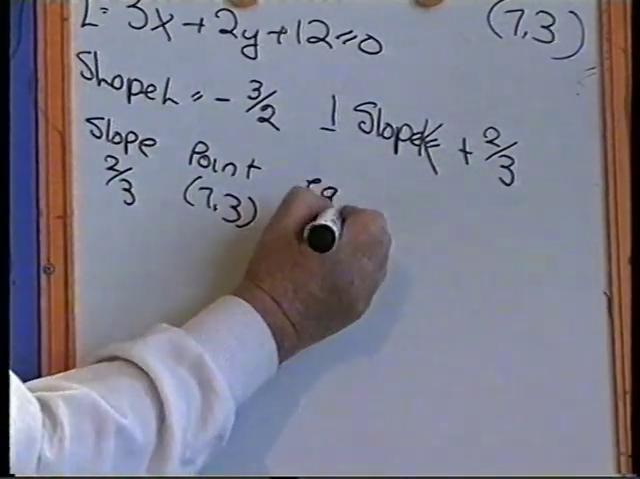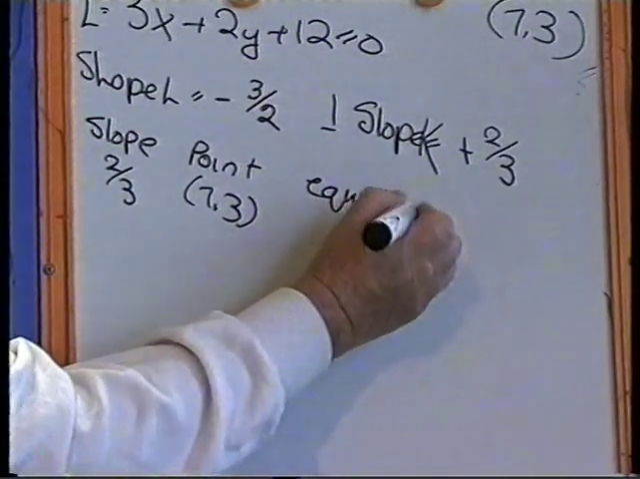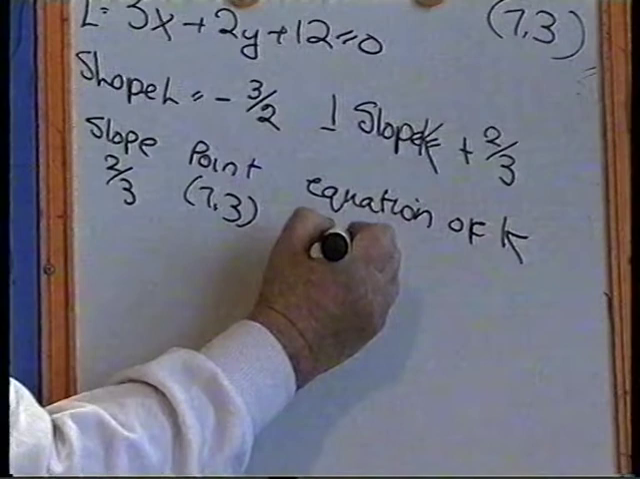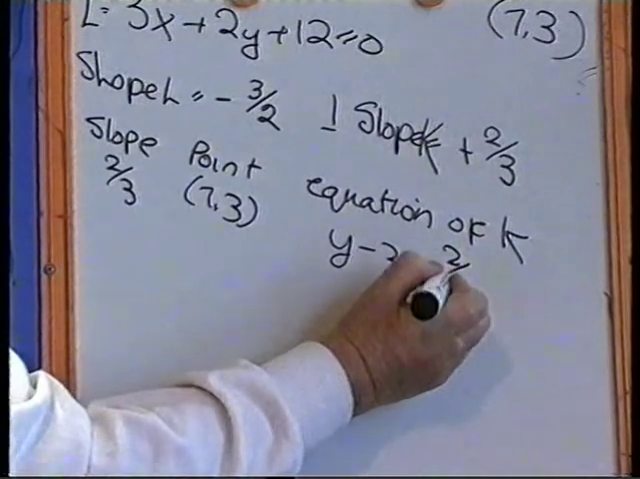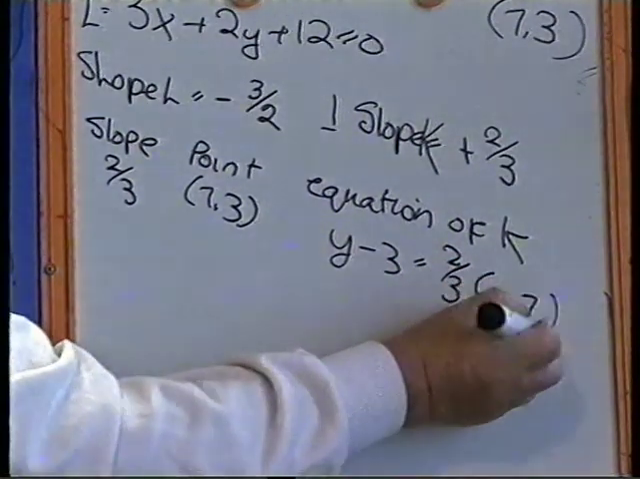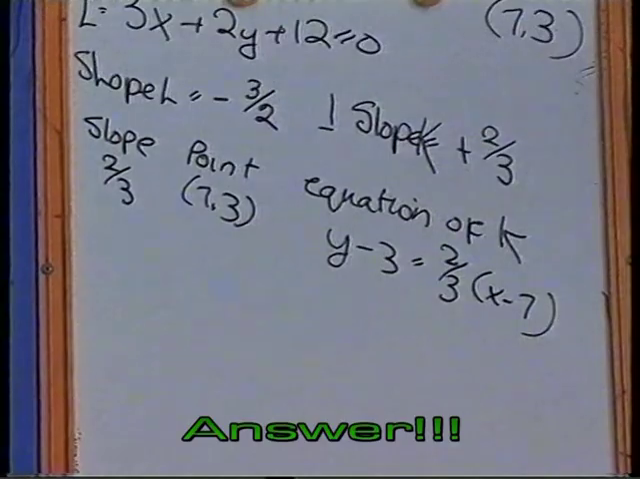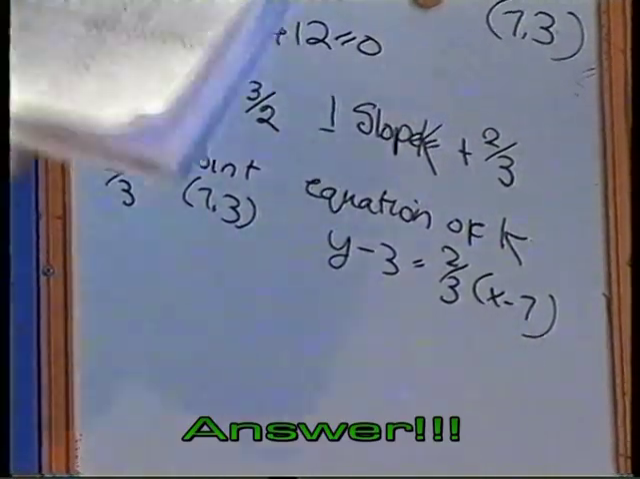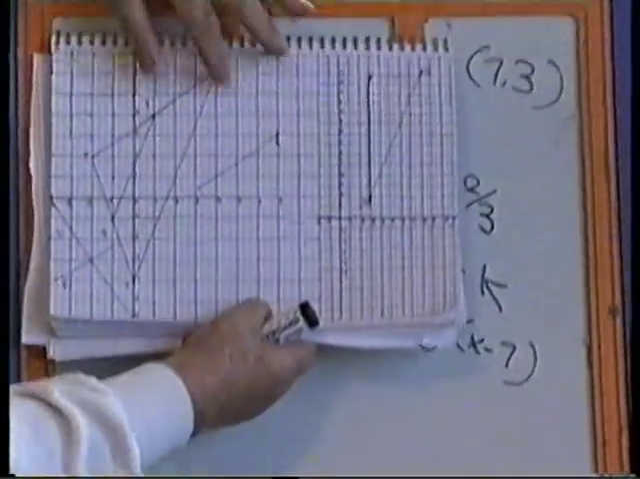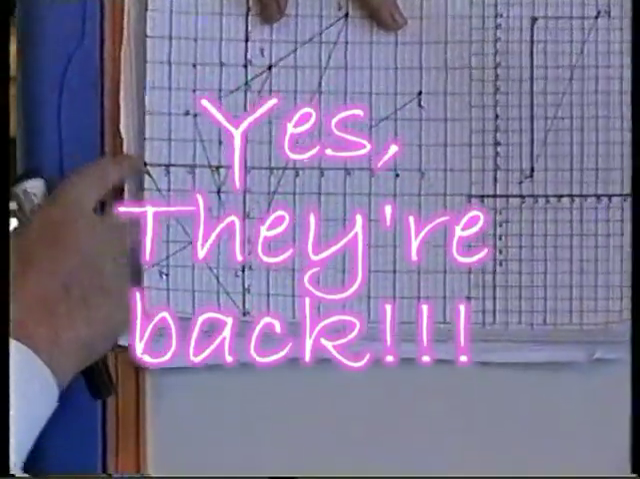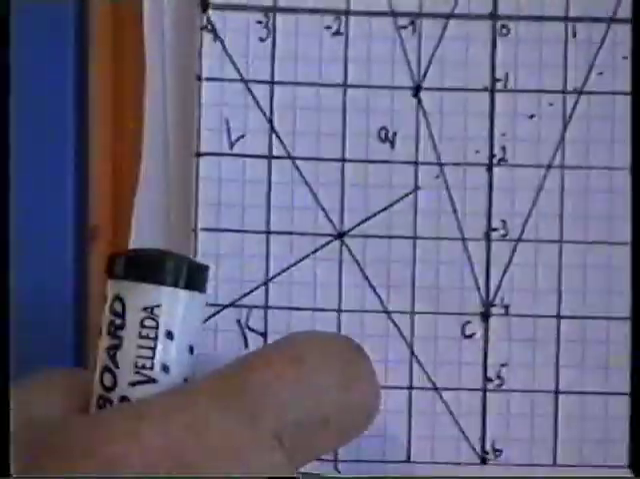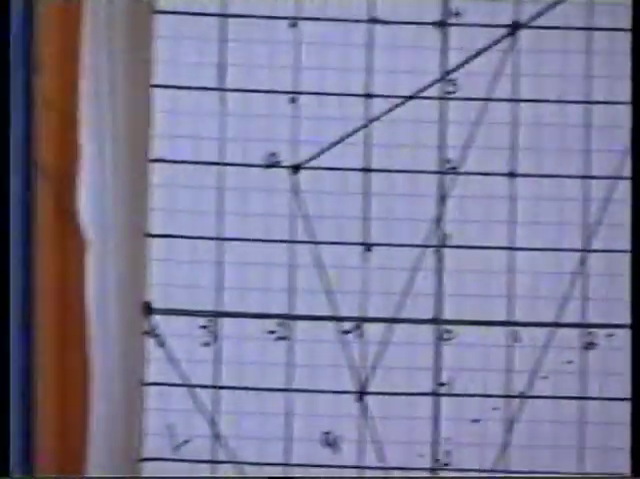So the equation of K is y minus 3. Y minus 3 is the slope times x minus 7. That is the equation of K. If you can zoom in on it, here it is. Here's where it's turned on your graph, there will be L, that's L. And coming from 7, 3, passing through it is K. That's the way it will turn up on your graph paper.